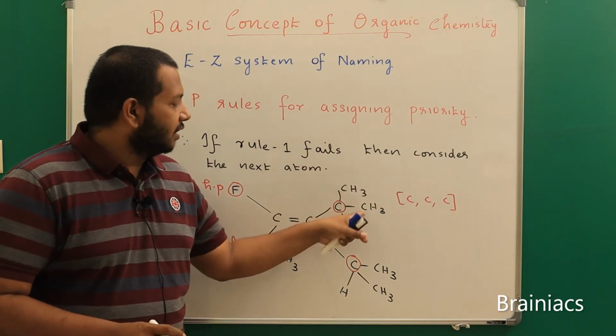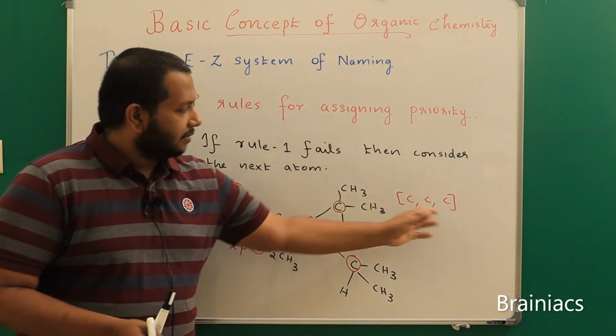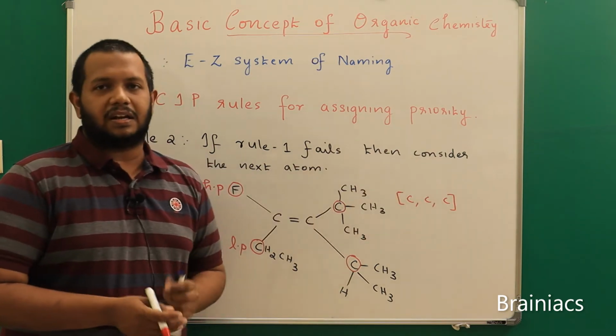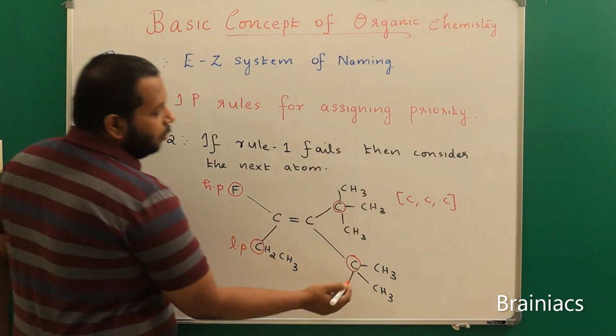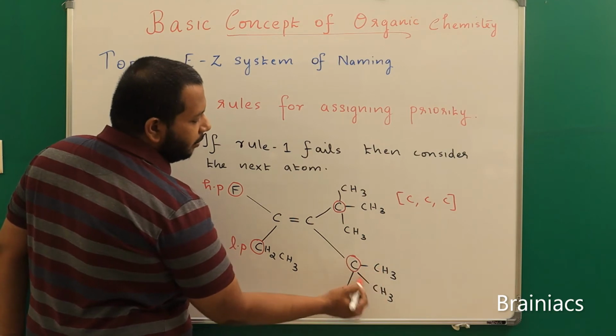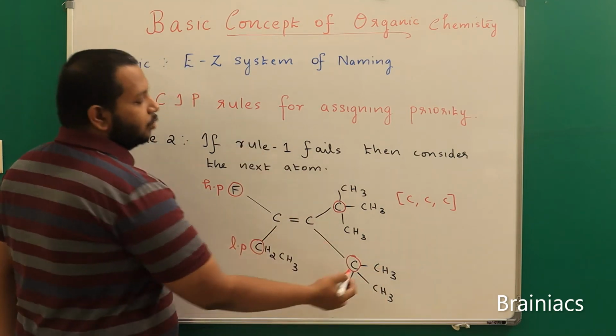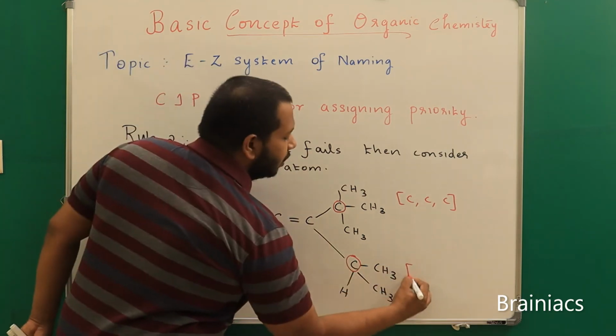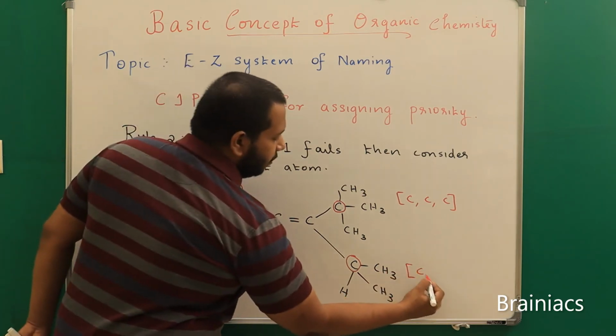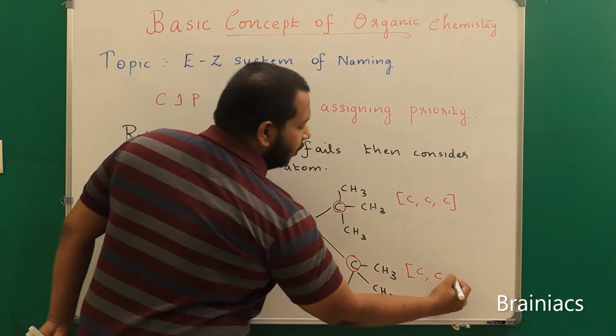Here all the other 3 are carbon atoms, so all have the same atomic number, so I am writing it in the bracket like this. Now in this case, this is connected to one carbon atom, another carbon atom, then a hydrogen atom. So write it in decreasing order. Who will come first? First carbon atom, then again the carbon atom, then only the hydrogen atom will come.